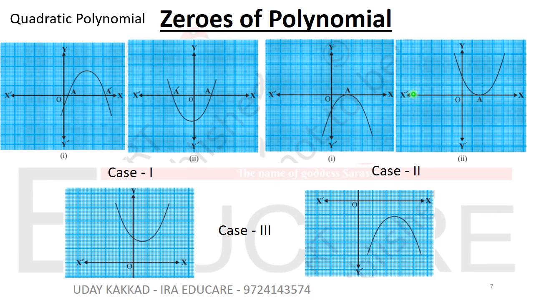Now you can elaborate more on this quadratic polynomial. From this graph, which I took directly from the NCERT book, you can see that there are 3 cases, case 1, 2 and 3. In case 1, the graph intersects at 2 points. In case 2, the graph intersects at 1 point, and in case 3, the graph does not intersect the x-axis at any point, right?